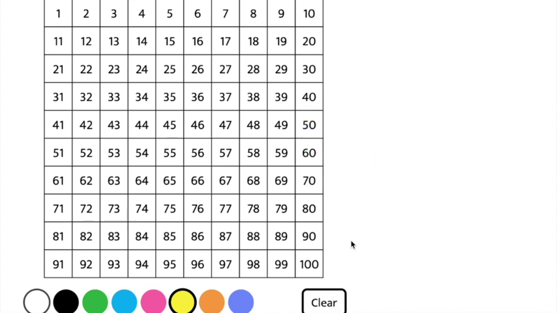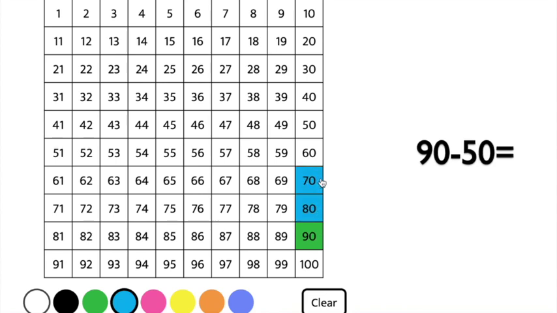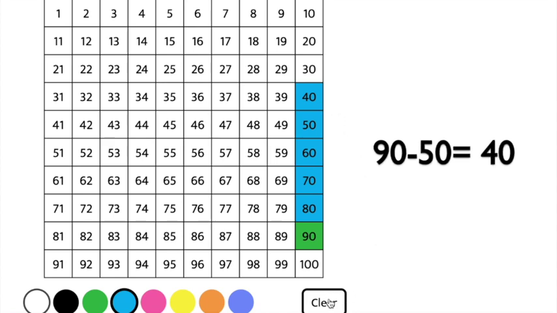All right, so boys and girls, our next question is 90 minus 50. So as I mentioned before, the first thing you need to do is find the first number in the equation, which is 90 on the hundreds chart. So there we have number 90. And now because it's minus 50, that means I need to go up 5 times because 50 is 5 tens. So let's do it together. 1, 2, 3, 4, 5. So I stopped on number 40, which means 90 minus 50 equals 40. All right, see boys and girls, super easy.